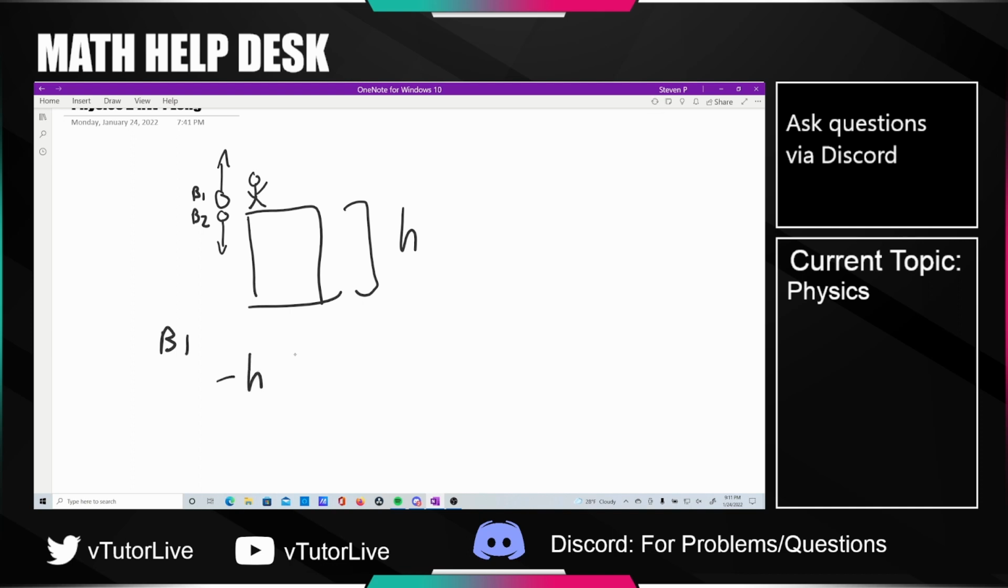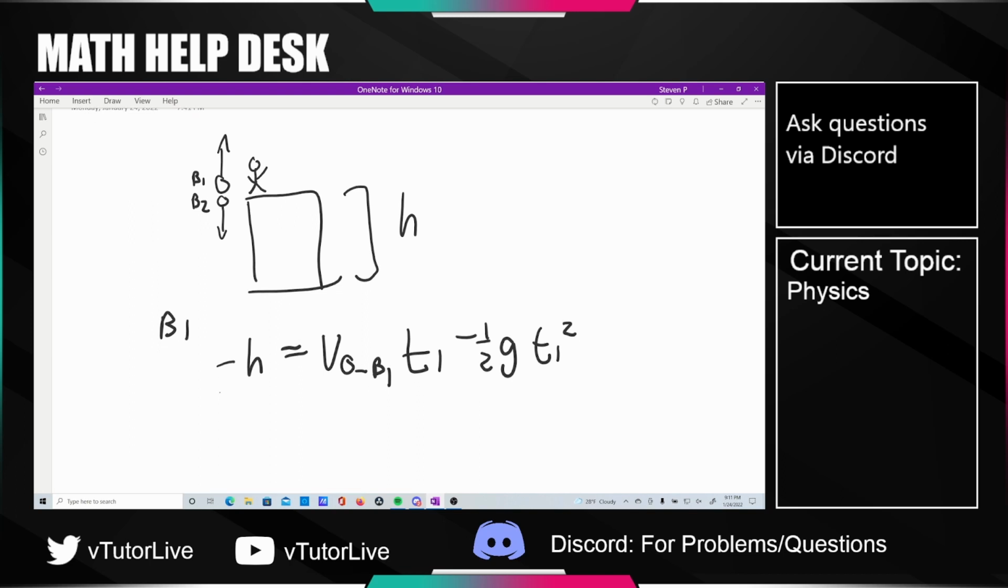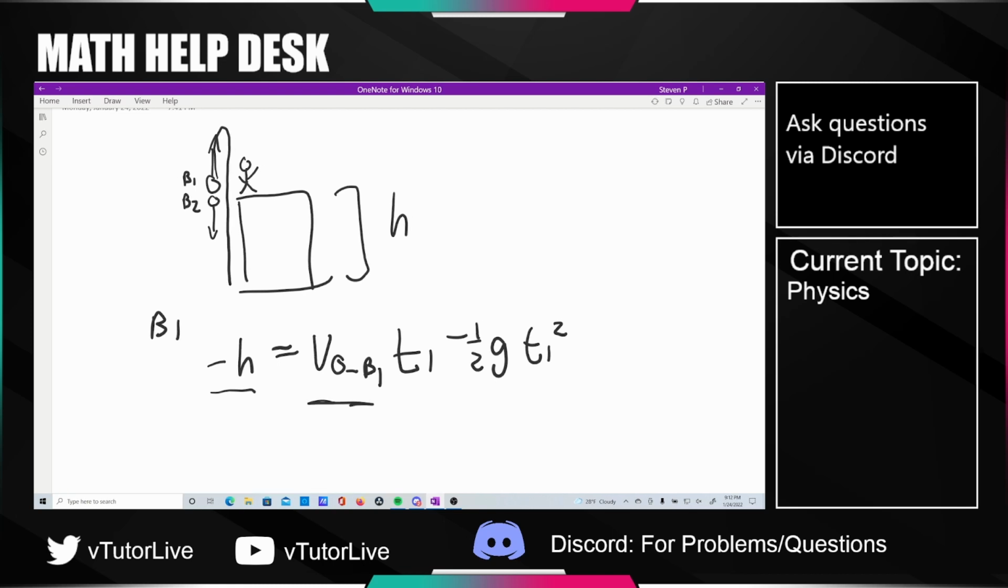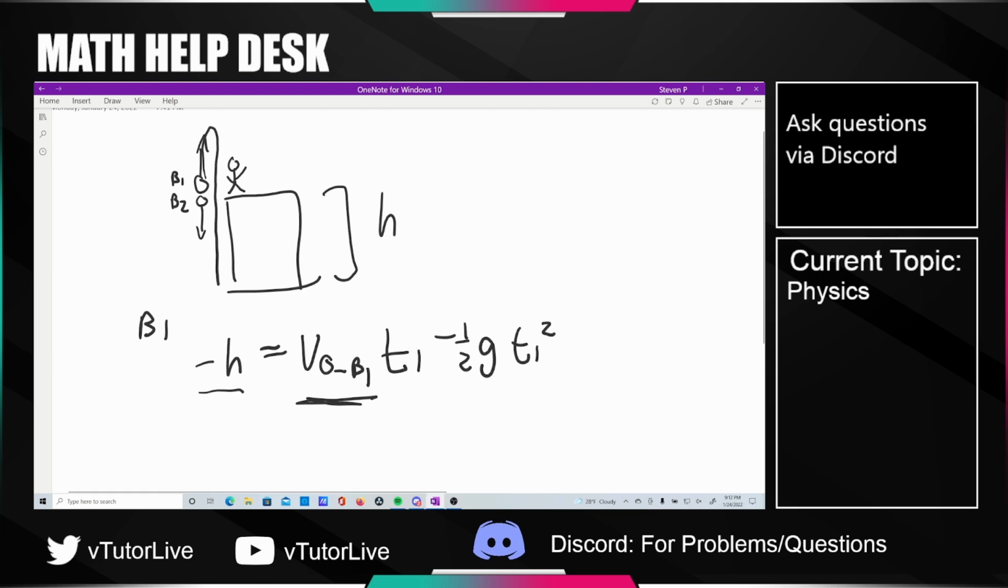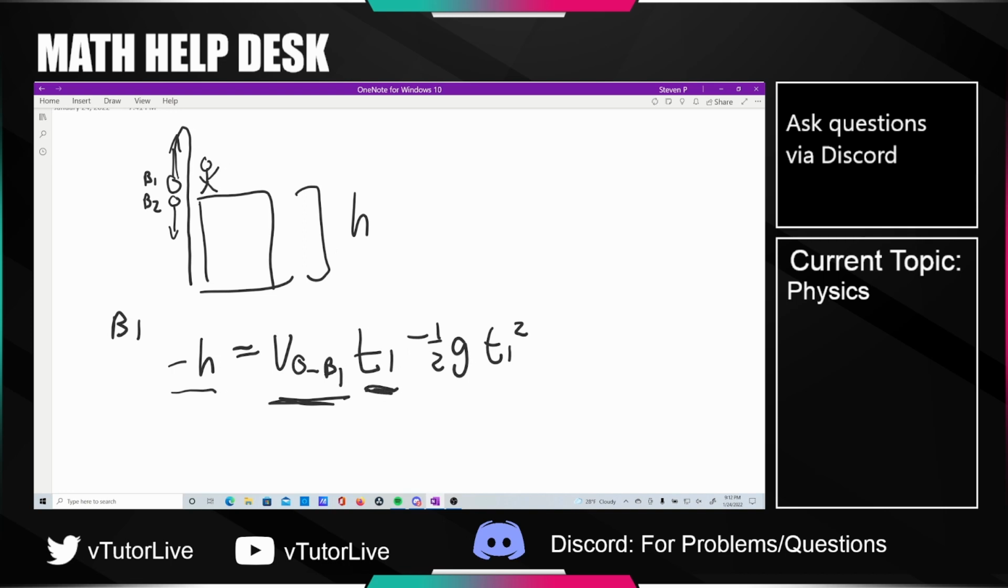I'm using the kinematic equation to express the change in distance with respect to velocity, time, and acceleration. Delta y equals v naught t plus 1/2 g t1 squared. This is saying ball one will have a total net change of minus h, because it's going up and then coming all the way back down. So at the very end, it decreases in height by h. The initial velocity of ball one is something we don't know yet. And we also have t1, the time ball one is traveling in the air. Okay, so far so good.